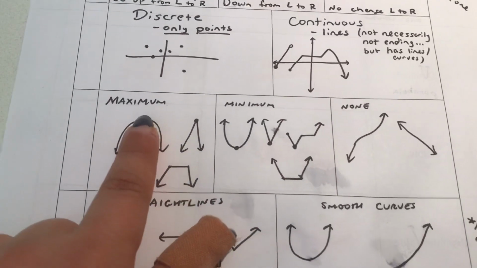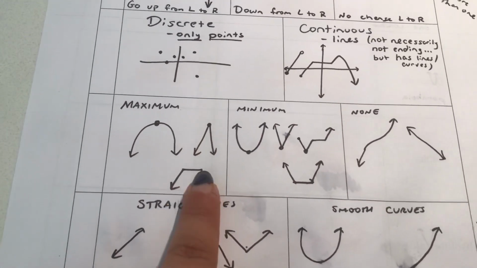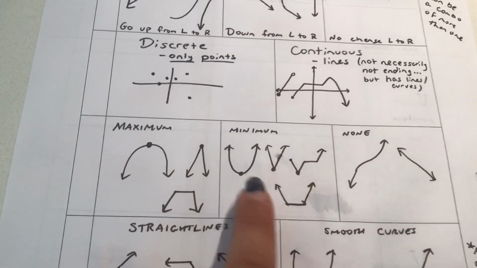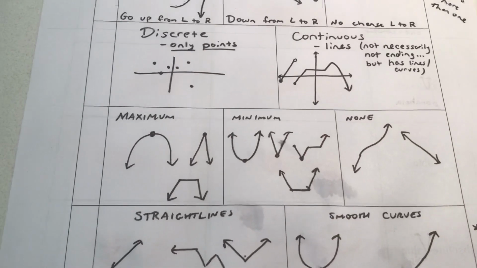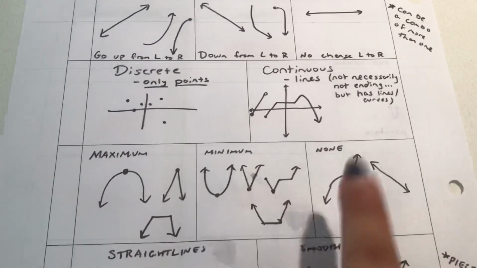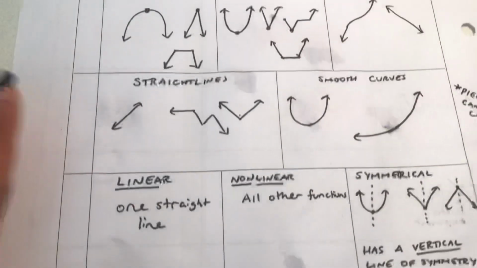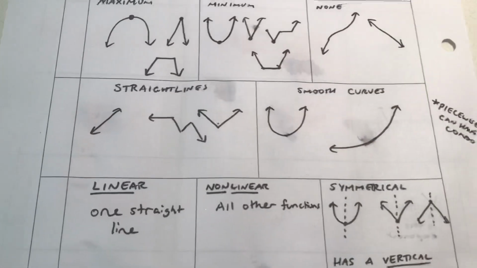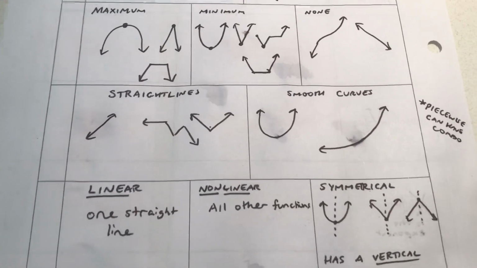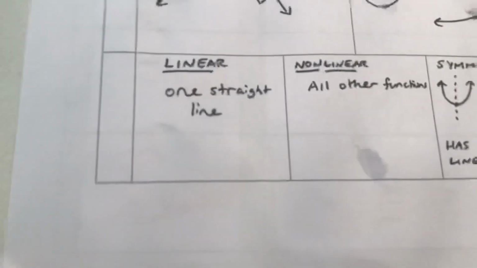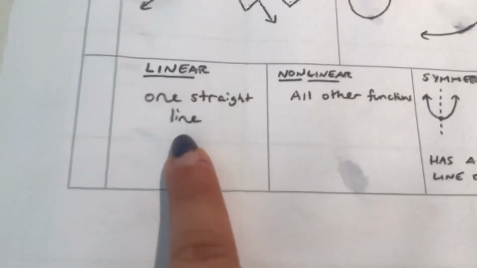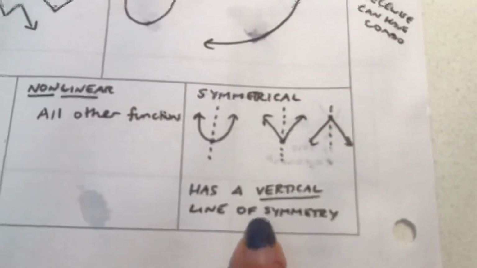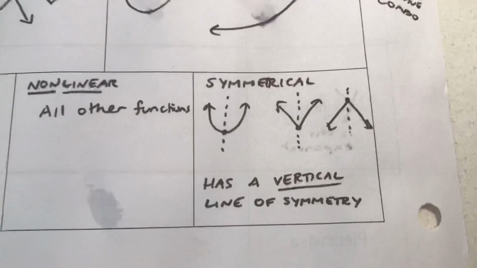You can have an absolute maximum, or a maximum set of points, as long as you have a max value. You can have a minimum or minimum set of values. Or you can have none. You can have straight lines or curves based on the shape of the graph and which function family you're in. And finally, the graphs can be considered linear. Nonlinear is everybody else. And symmetrical has some vertical line of symmetry.